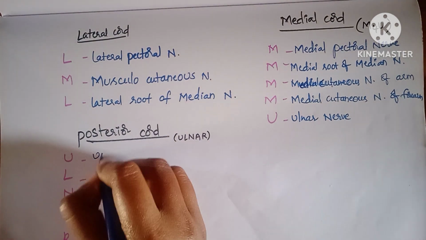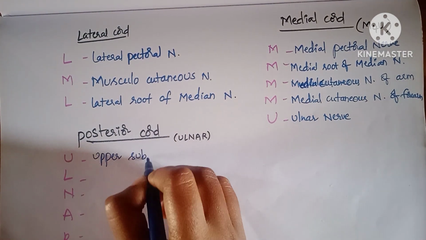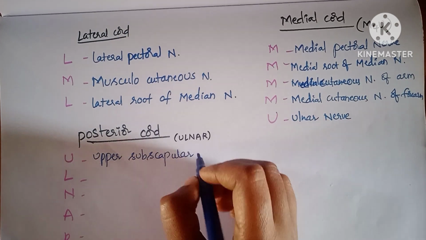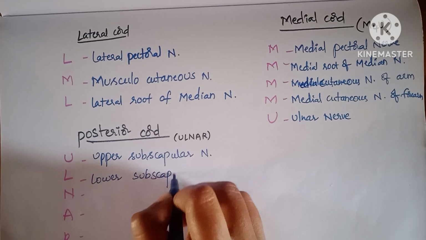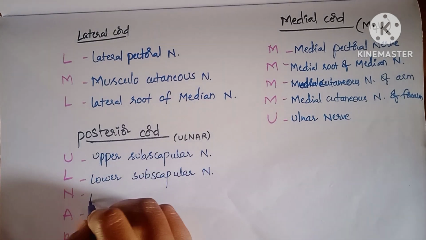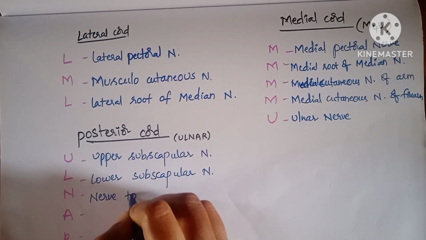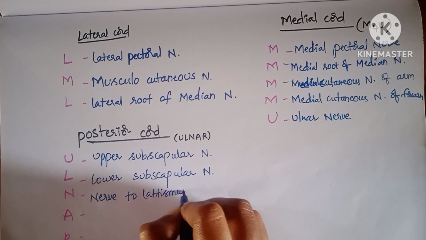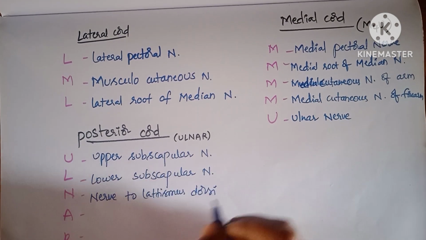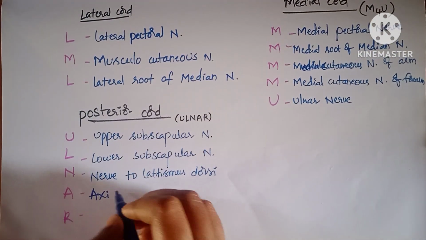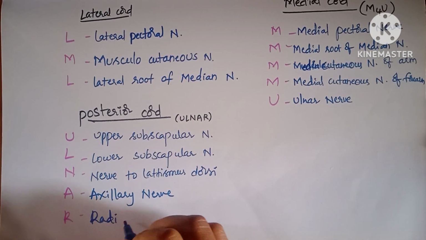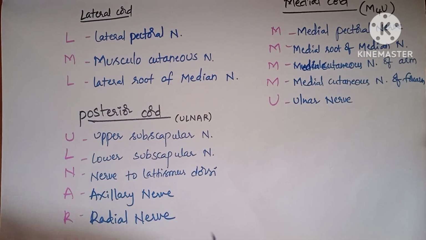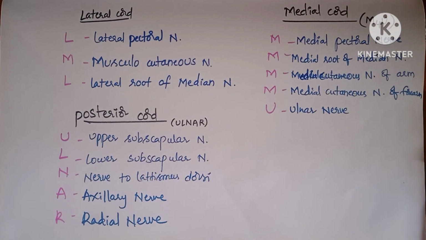Upper subscapular nerve, lower subscapular nerve, nerve to latissimus dorsi, axillary nerve, and finally the radial nerve, which is the longest nerve. This is all about the brachial plexus in a simplified form.